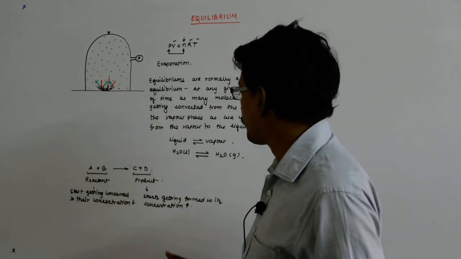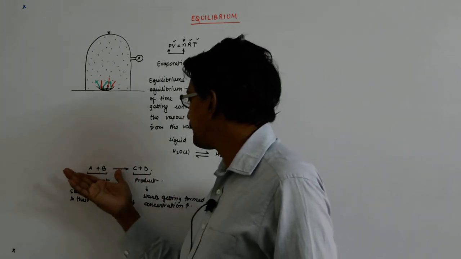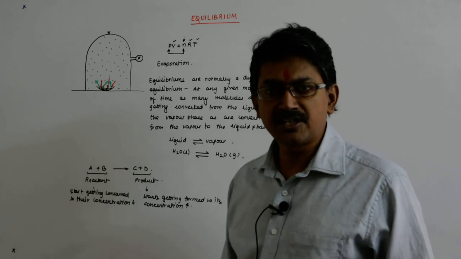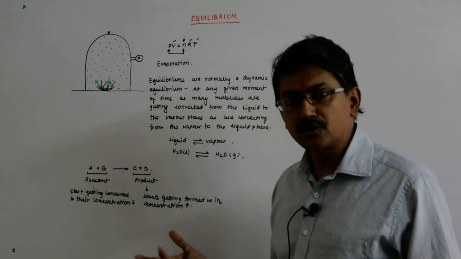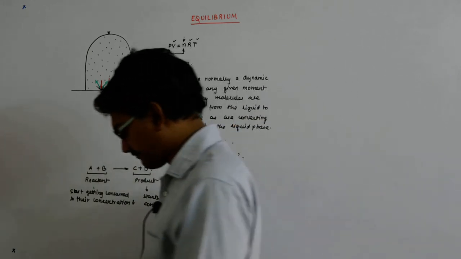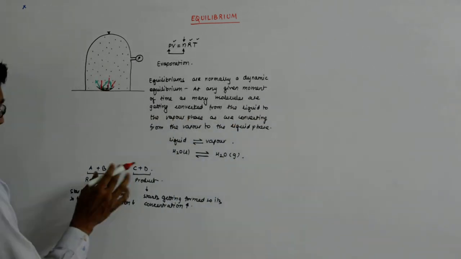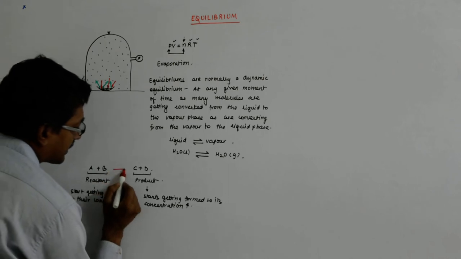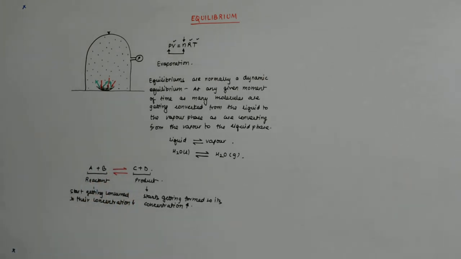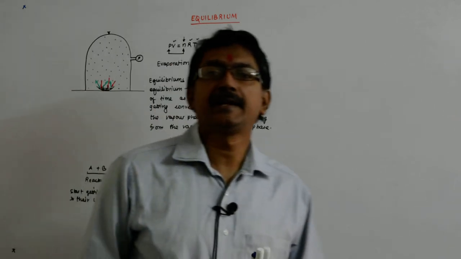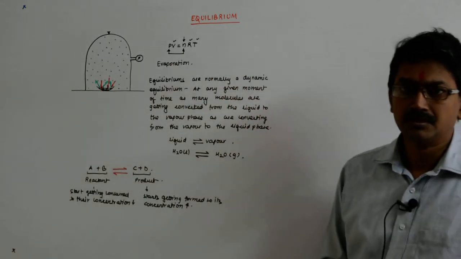At that point of time, as many A plus B are getting converted into C plus D, as C plus D is getting converted back into A plus B. Okay? So instead of reaction becoming this, it is actually shown by two half arrows pointing in both the directions. Okay?